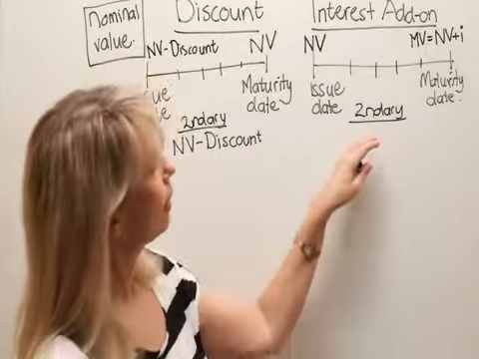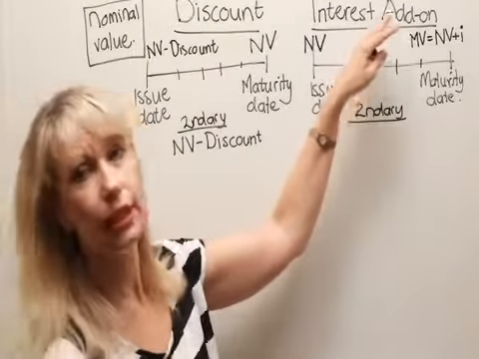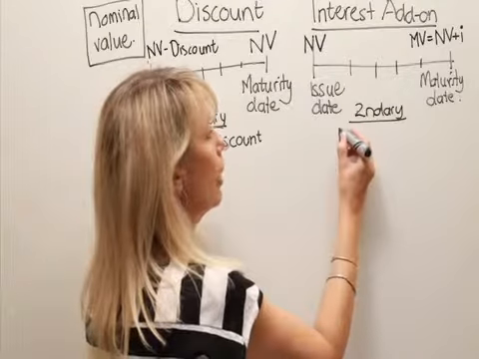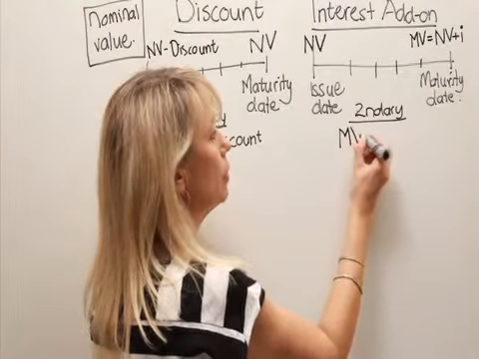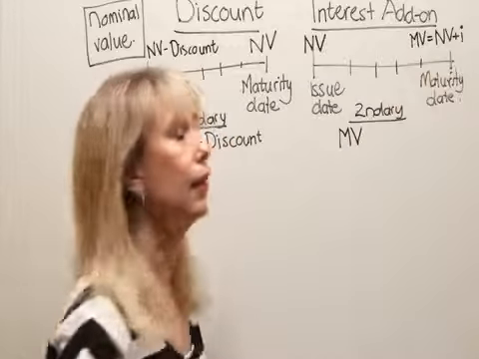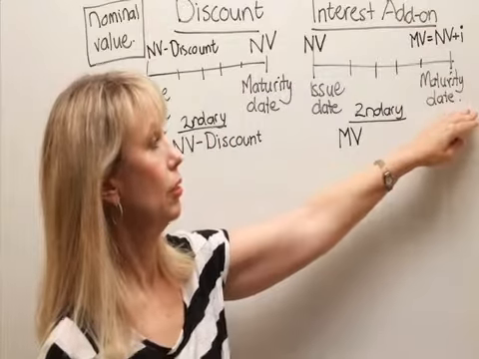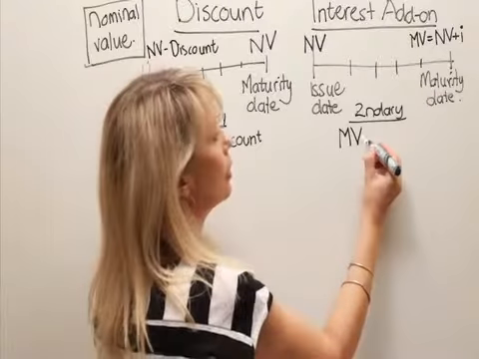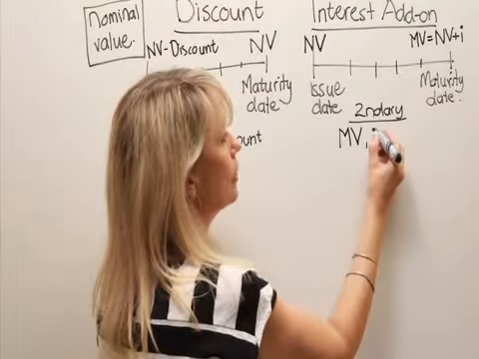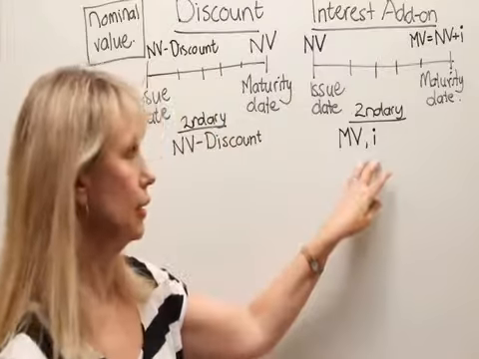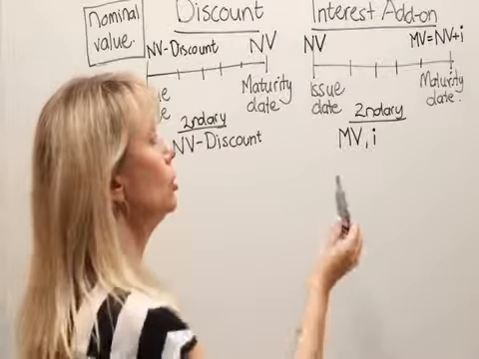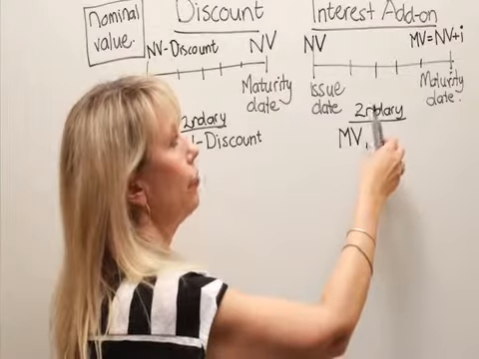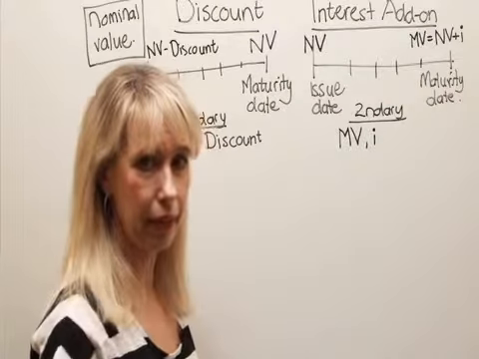So if you calculate the price at which an interest add-on instrument trades in the secondary market, you're going to have to know the maturity value that you will receive on the maturity date if you still hold it then, and you're going to use the interest rate at which it trades in the secondary market to determine how much less you will pay for it than the maturity value.